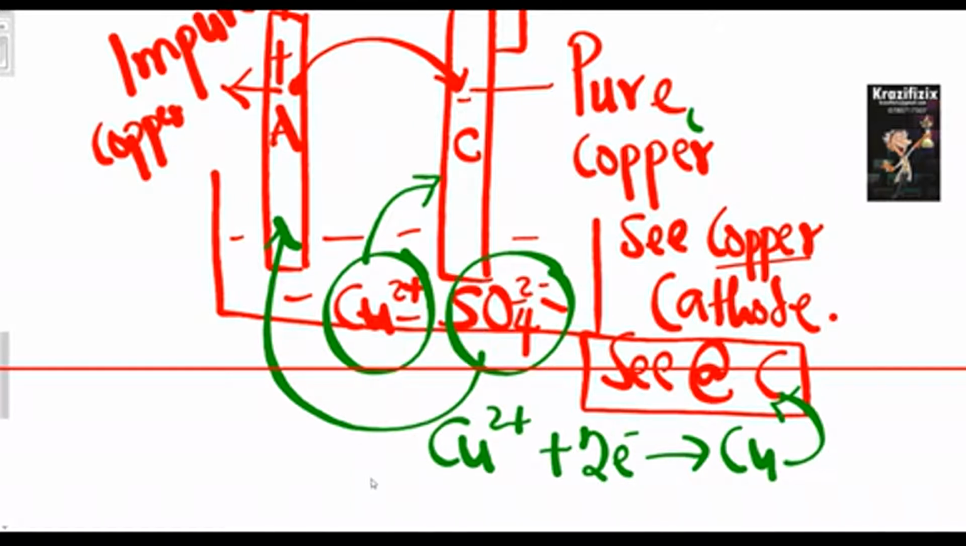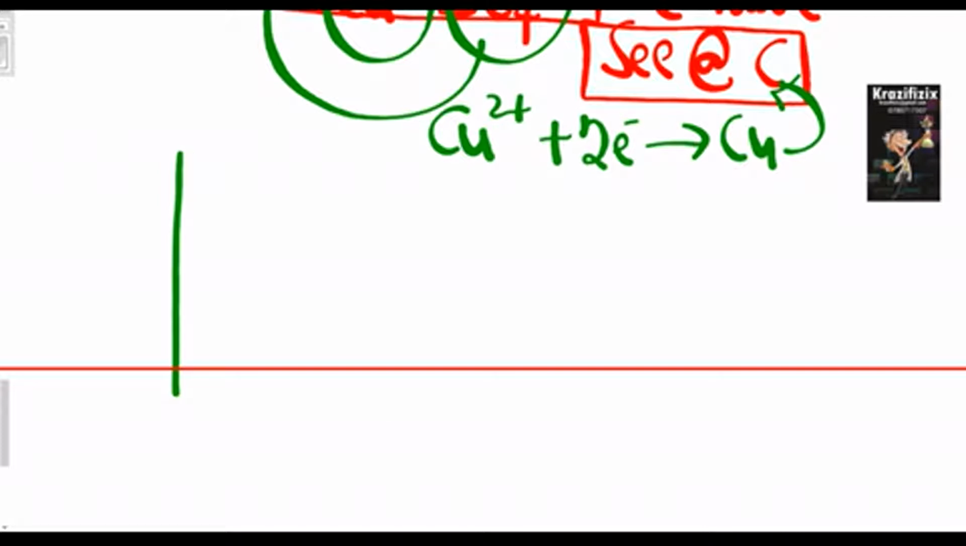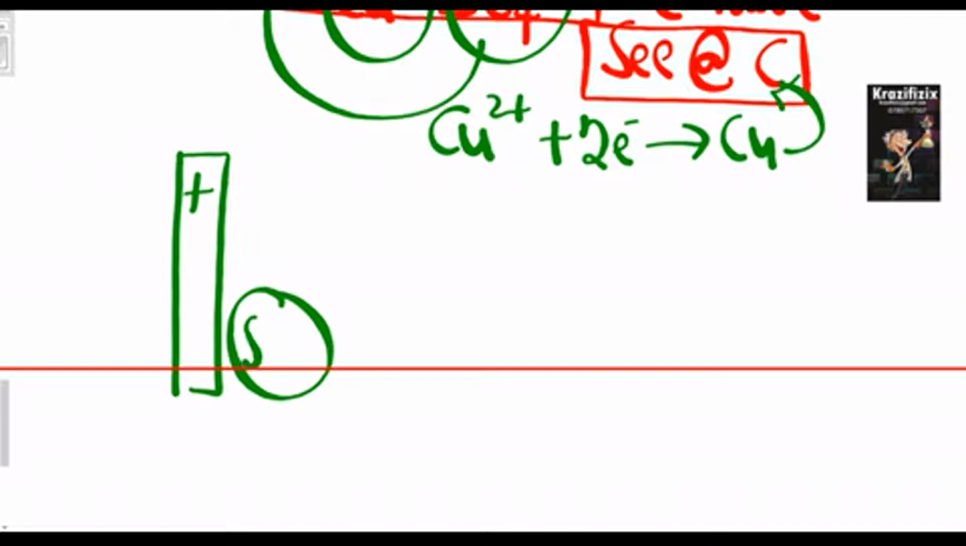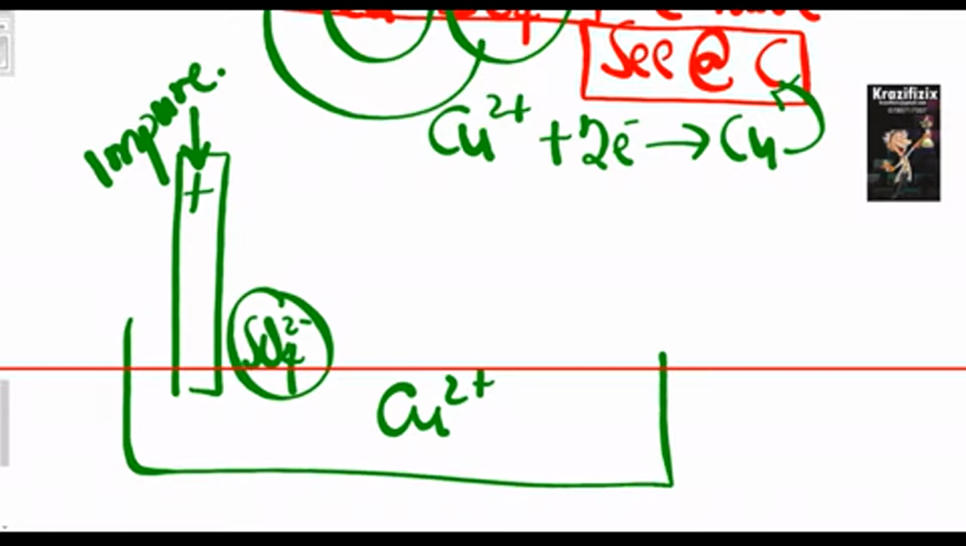But what will happen at the anode? What will happen at the anode? Remember, at the anode we have impure, and then you have what? SO4 2- there. We have SO4 2-, and this is our impure. But remember, in here we've got Cu2+, so let's make this a big bowl of electrolyte, where we have our electrolysis process going on.